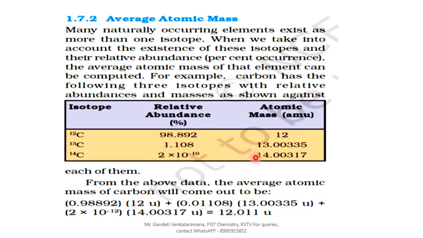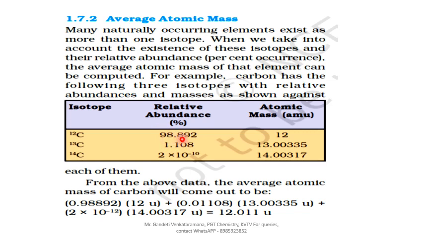So this is the procedure to calculate average atomic mass. So finally, what is the answer? This is the average atomic mass of carbon, 12.011 U, unified mass. So generally we take 12 U or 12 unified mass. Clear? So how to calculate is very important. Once again I am repeating.